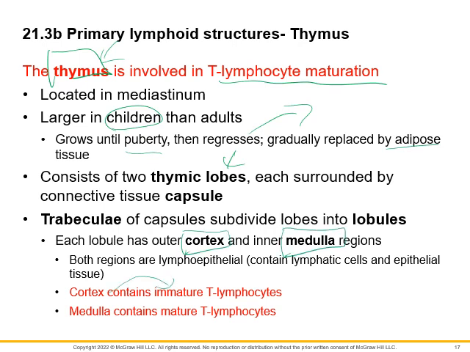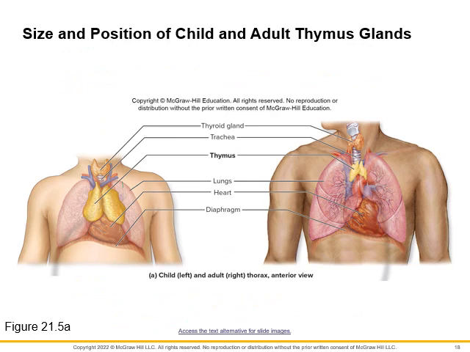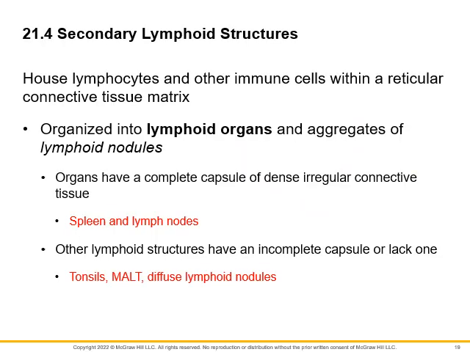So the cortex is going to contain the immature T lymphocytes, and the medulla is going to contain the mature lymphocytes. They've been educated. That's what they like to say. Educated T cells. So just in case, we really didn't talk about the thymus all that much, but the thymus is here. You can see it's much larger in children and much smaller in adults. And at some point, it can atrophy to the point that it's just fat.